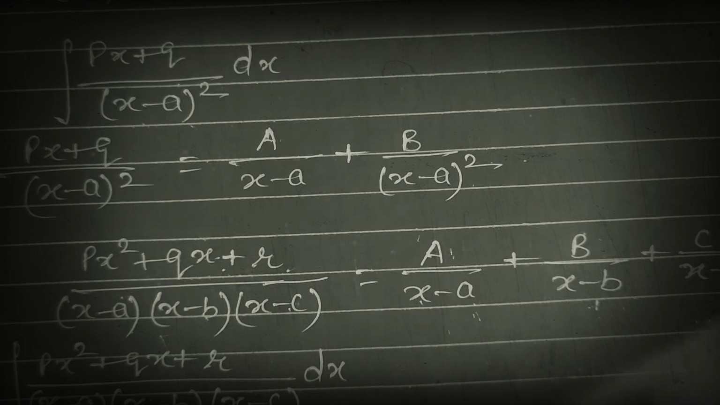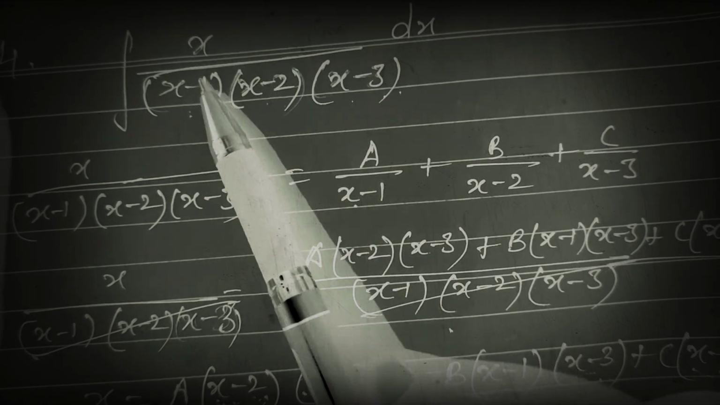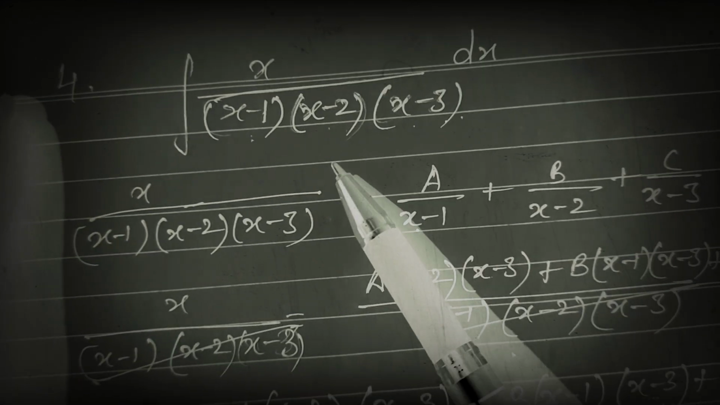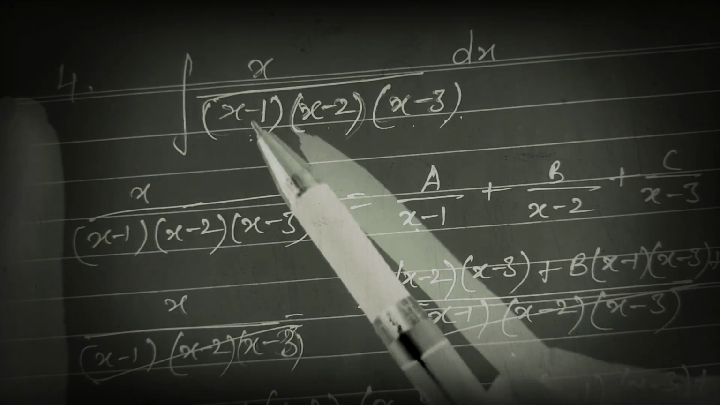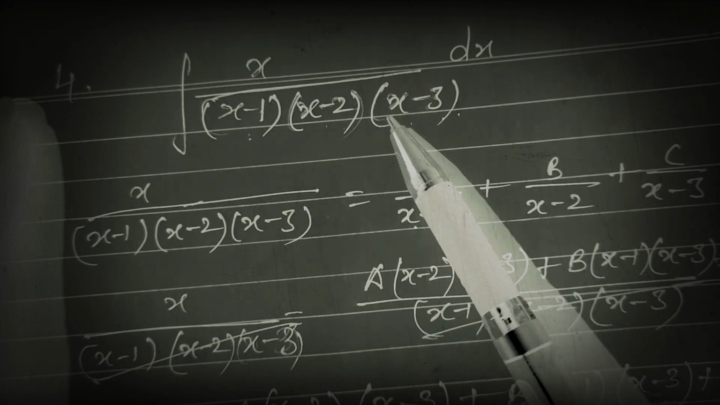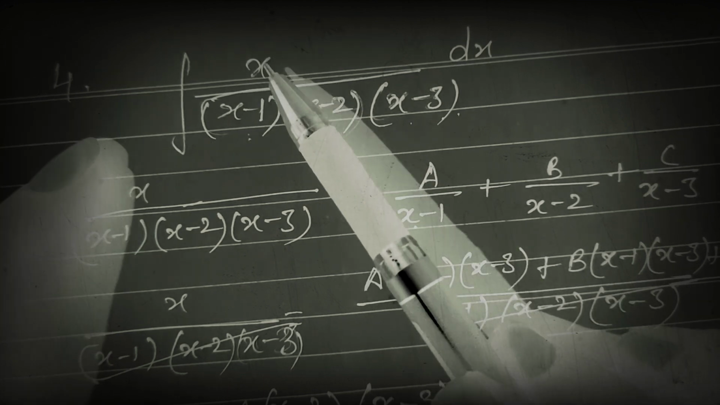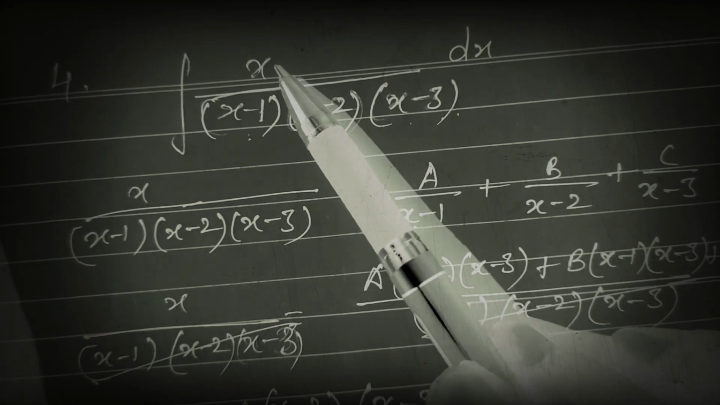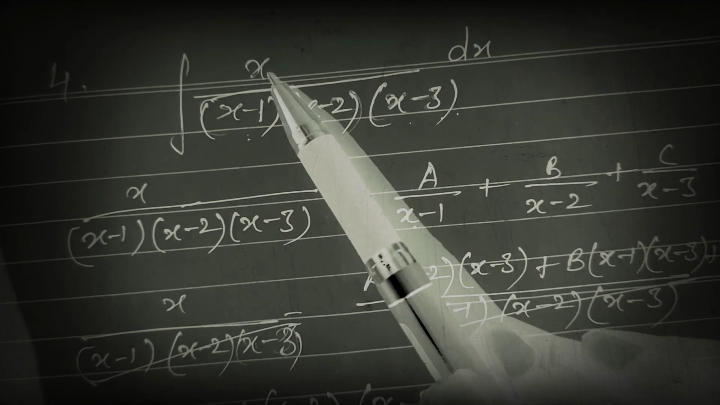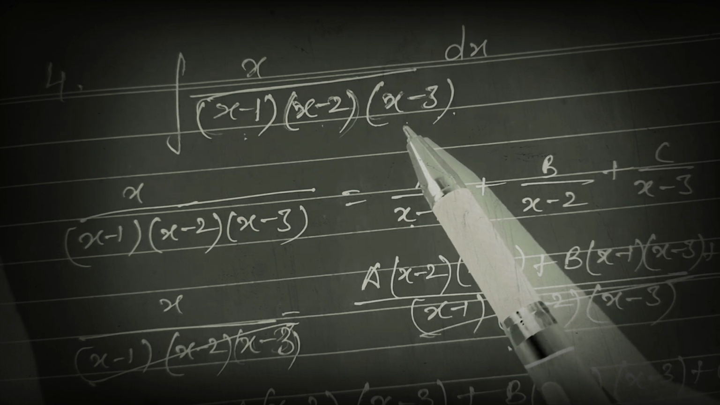I am taking an example related to this: question number 4 in exercise 7.5. X upon (x minus 1) into (x minus 2) into (x minus 3). The numerator is in linear form and the denominator is in cubic form. The numerator can be in quadratic form also, but here the linear form is given.